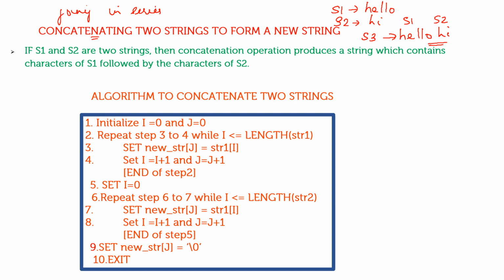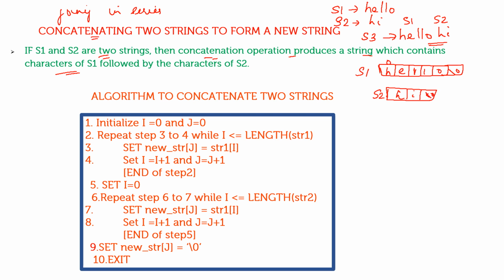So if S1 and S2 are two strings, then the concatenation operation produces a string which contains the characters of S1 followed by the characters of S2. If I take the memory representation, what will be your S1? H, E, L, L, O, and the last one will be a null character. Similarly, S2 will be H, I, and the last is going to be a null character.